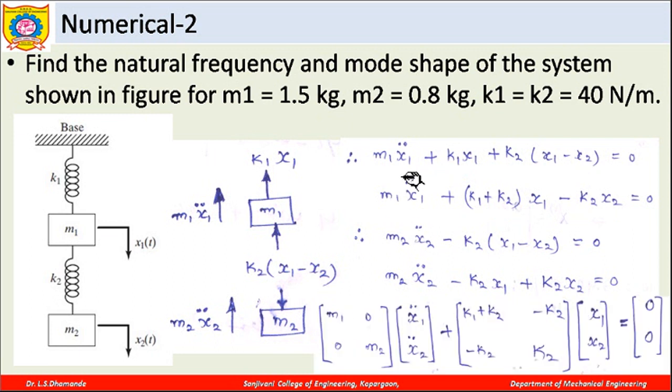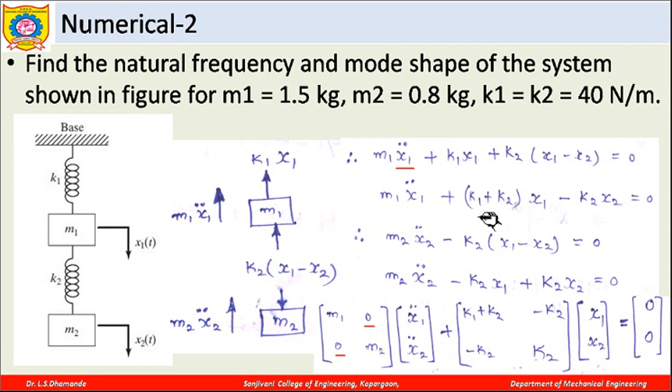So m1 and m2 will be the diagonal elements from the first equation. m1, because the coefficient of x1 double dot is m1 and there is no x2 double dot in this equation, so that coefficient is 0. Again in the second equation, m2 into x2 double dot is there, and there is no coefficient of x1 double dot here, so it is 0. So this is my mass matrix.